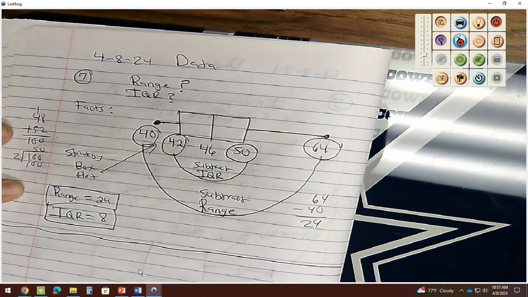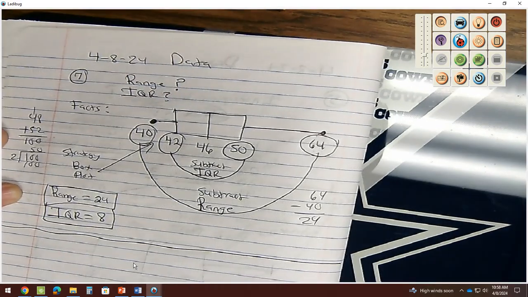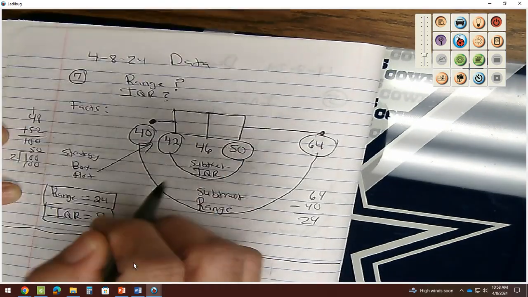Now let me check the choices. Letter A was a range 64. Letter B was a range 24. Letter C was the range 8. Letter D was the range 24. So it's between B and D. Now let's go to the IQR. Was the IQR 8? Was the IQR 4? So the answer in this case would be B. So let's go back and put it on our paper. The answer is B.